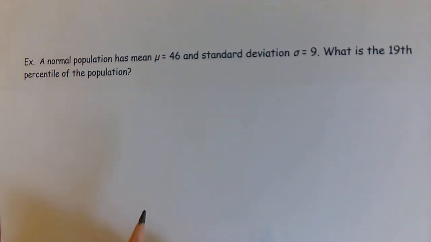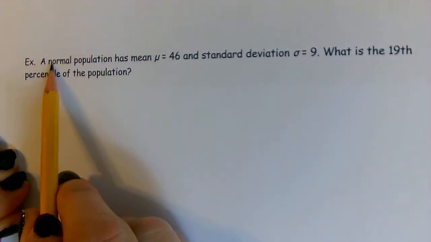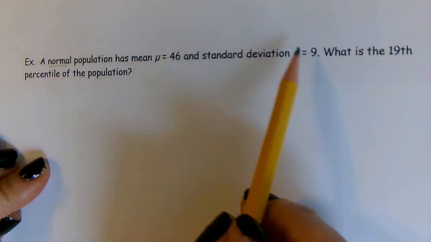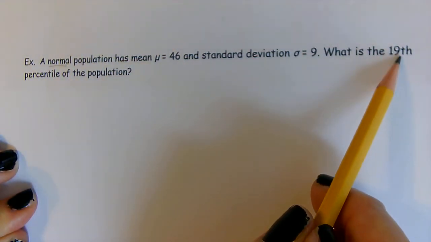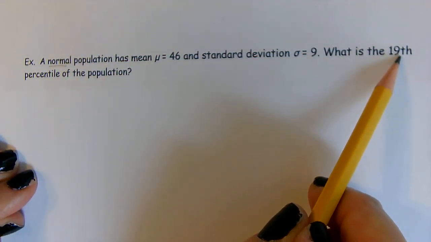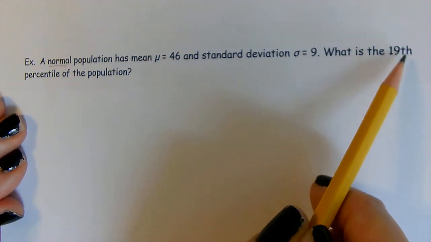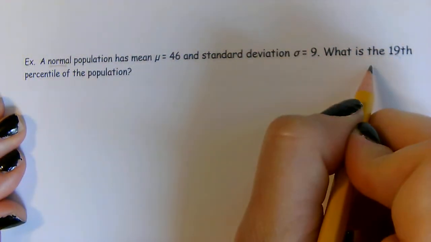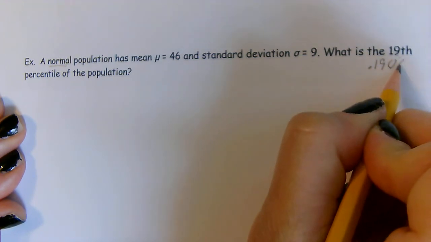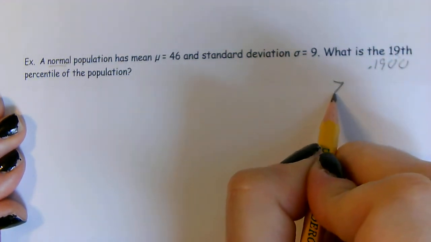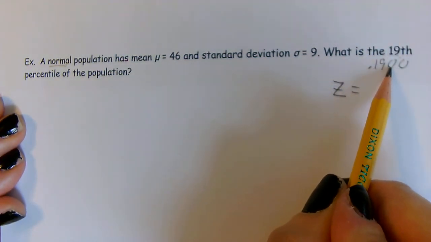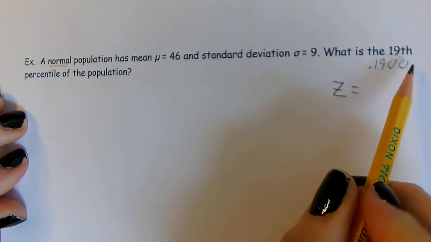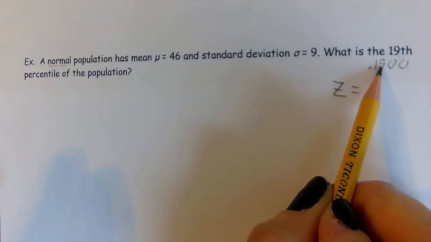Okay, another example. A normal population has a mean of 46, standard deviation of 9. What's the 19th percentile? What is the x value at 19% of the way of the area shaded under the curve? So I'm going to use my table to read it inside out to get the z-score that's closest to 0.1900 of the area shaded under the curve. That's well below 50, so I know I'm on my negative z side.